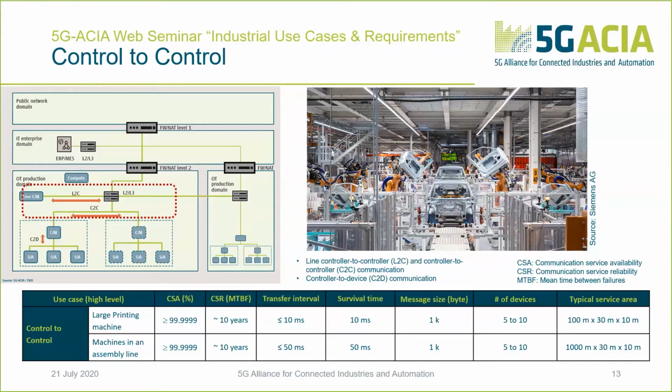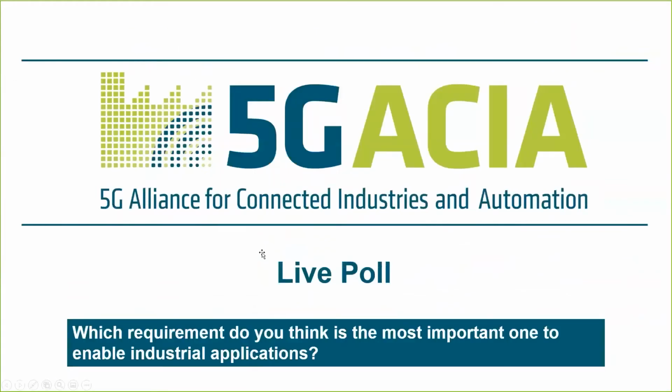The protocol they use today for this kind of control-to-control is similar to the previous one, motion control. So they also use industrial Ethernet protocols. And then we come to the poll again. This question is about the requirements. Which kind of requirement do you think is the most important one to enable industrial applications?